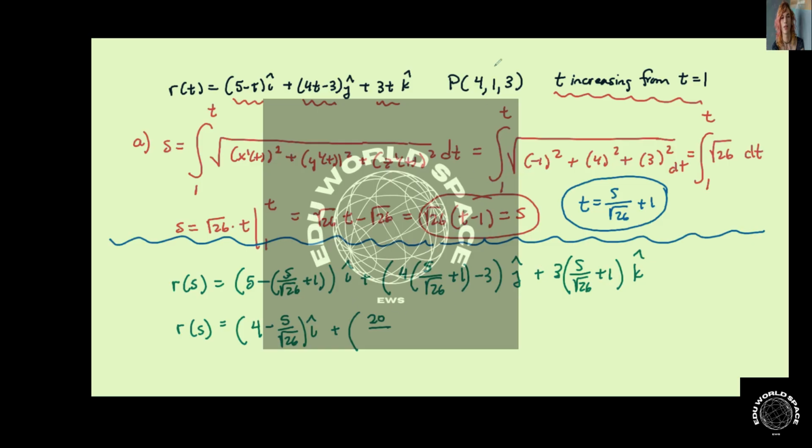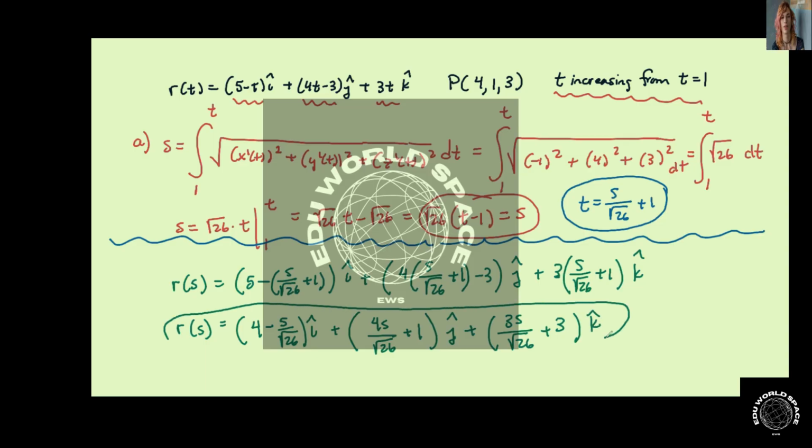Okay, so I actually get, let's clear this up. I accidentally erased some stuff. Okay, the next one, it's 4s over square root of 26. Then I have plus 4 minus 3, so plus 1. That's j hat. And then let's see, I can distribute the 3, so I'll get 3s over root 26 and then plus 3. And I think that's it. That is now my vector with a change of variable to length along the curve. So very cool. All right, so that was good.